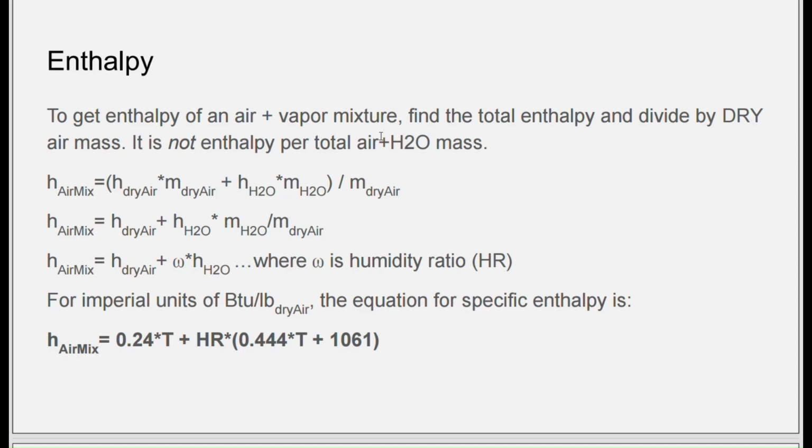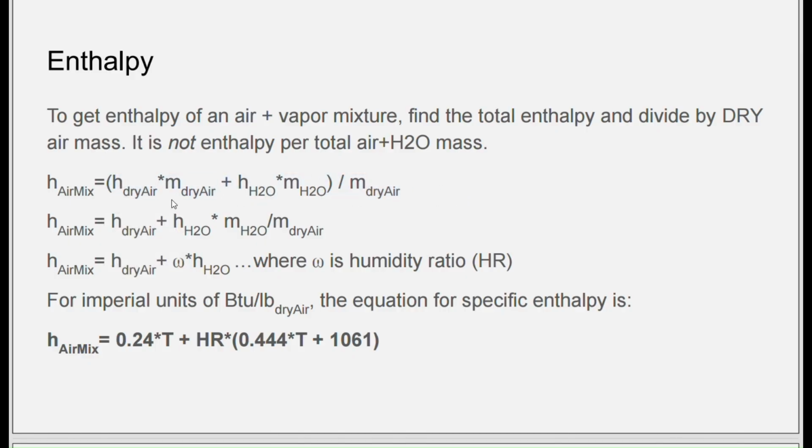Now, let's say we've got a mixture of dry air and water vapor, which is what we always have. If we wanted to find the enthalpy of it, what you do is find the total enthalpy of that mixture, or the total energy of that mixture, by doing your mass of dry air times your dry air enthalpy, which is this, plus your mass of water vapor times your water vapor enthalpy. And then rather than dividing that by the total mass, we're going to divide that by the mass of dry air only. And we'll talk about the advantages to doing it that way.